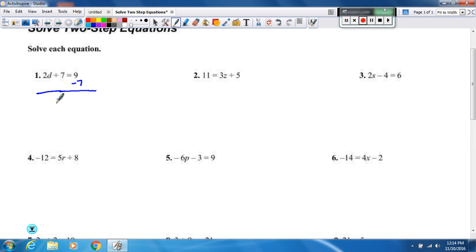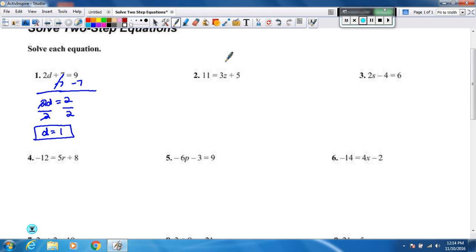So you bring down the 2D, opposites cancel, bring down the equal, and 9 take away 7 is 2. Now this is 2 times d, so the opposite of times is divide, so you're going to divide both sides by 2. With a fraction, 2 divided by 2 is 1, so you have d equals, and again, 2 divided by 2 is 1, so d equals 1.